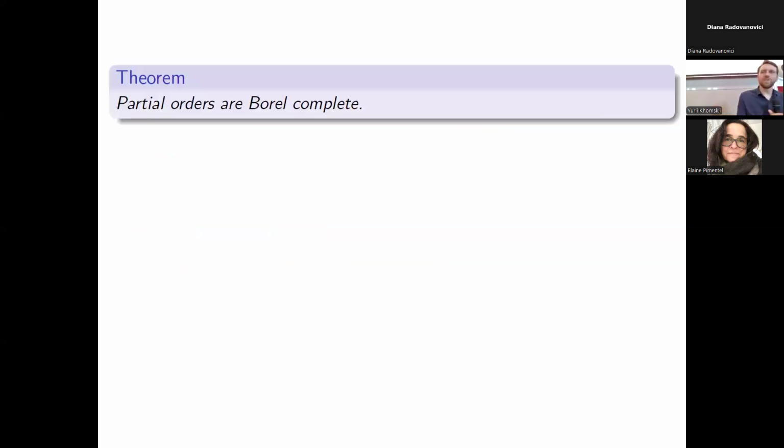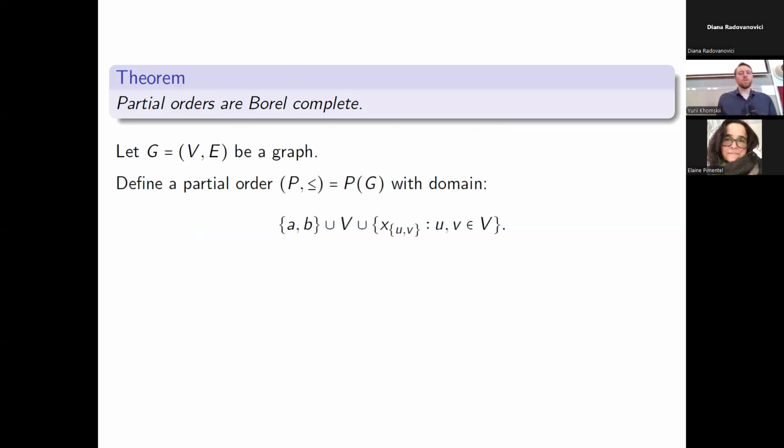So I'm going to give a little example just to show how these kinds of things work. We're going to show that partial orders are Borel complete. So the idea is we have a graph, and we want to turn it into a partial order. Again, the two graphs should be isomorphic if and only if the partial orders we produce are isomorphic. So the domain of the partial order, we're going to have two special elements, A and B. Then we're going to have all the vertices of the graph. And then we're going to have a new element, X, for each potential edge.